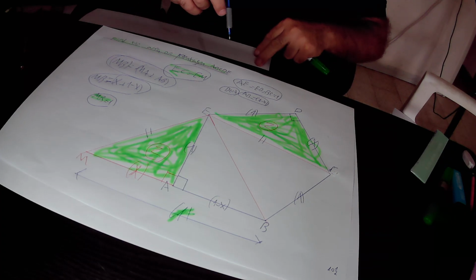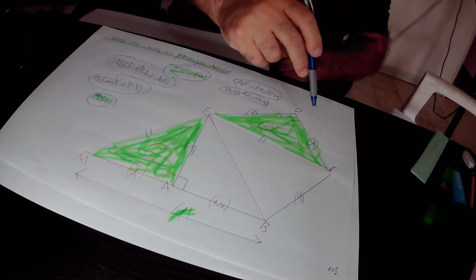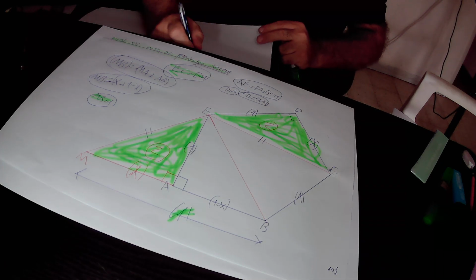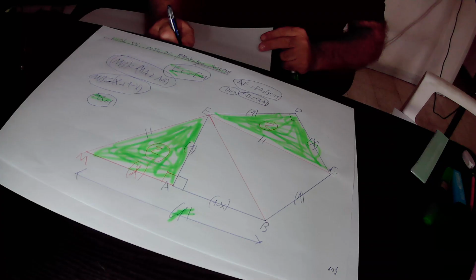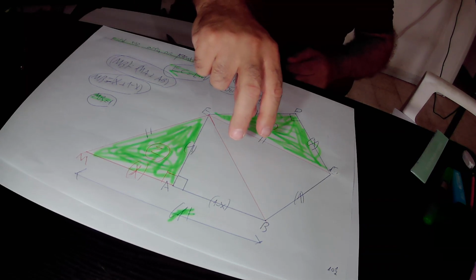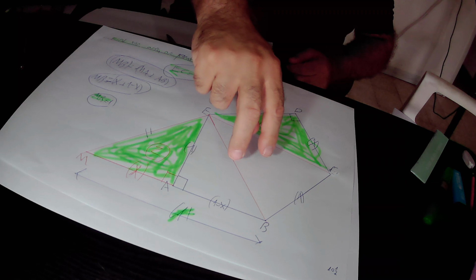So the area of the big pentagon ABCDE must be equal to the area of this green right triangle EDC plus the area of this quadrangle. The second shape that it consists of is this quadrangle ABCE.